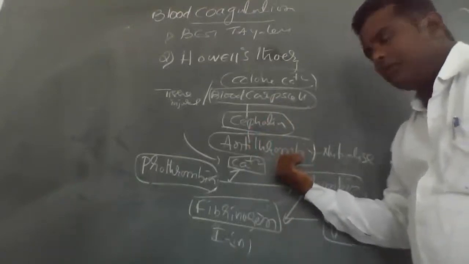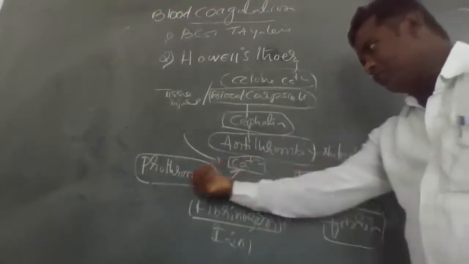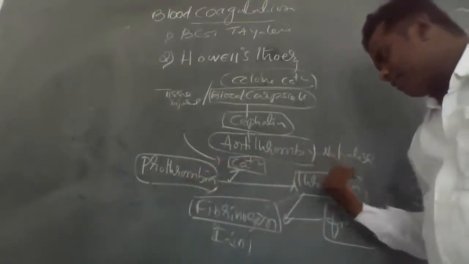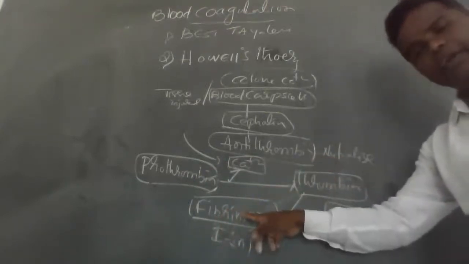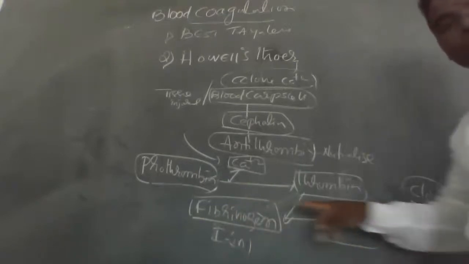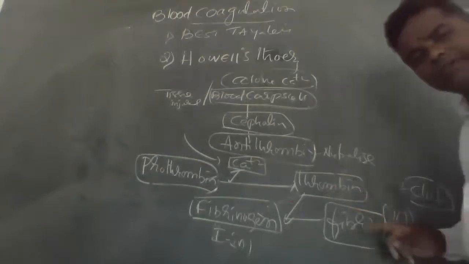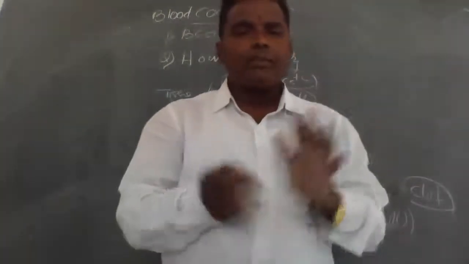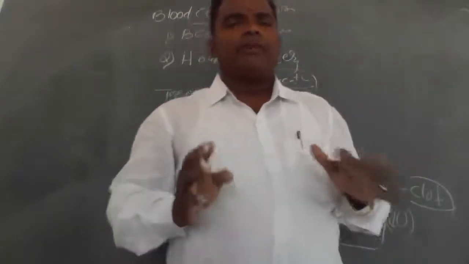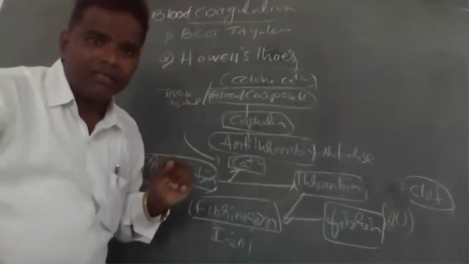This calcium activates the inactive prothrombin into active thrombin, and this thrombin is not stable. This thrombin should convert the fibrinogen into fibrin. So in the presence of thrombin, a group of fibrin threads is formed, so that the blood should clot. So that is important according to Howell's theory. Right? Thank you.